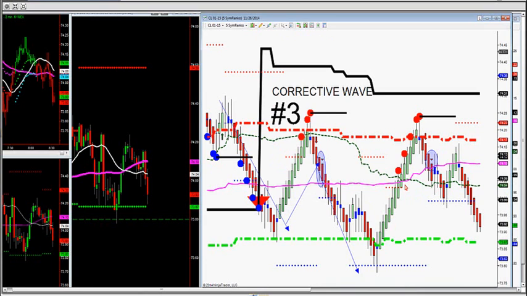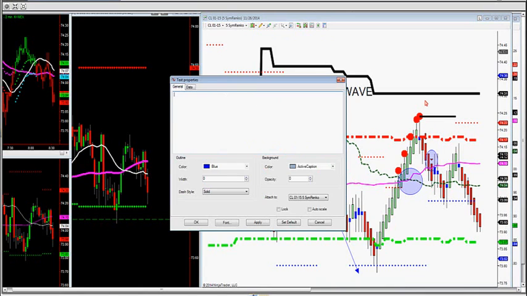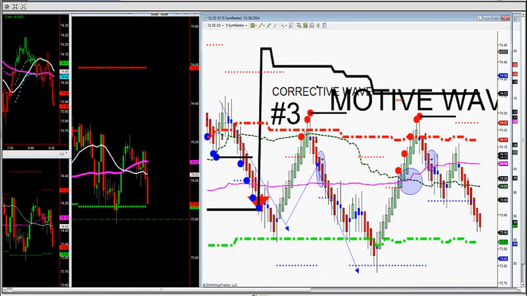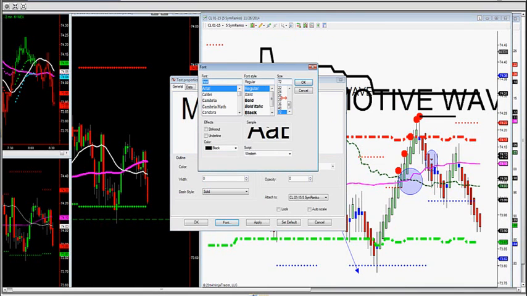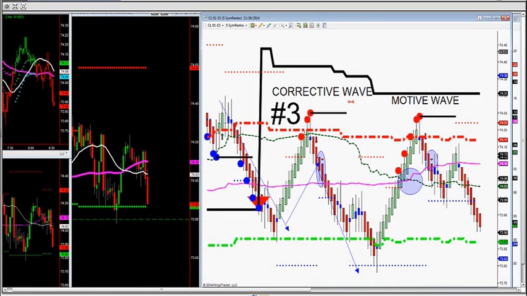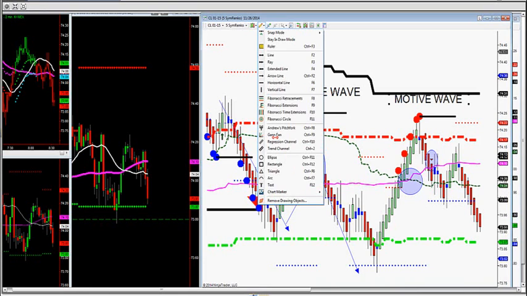So now this trade right here is called a motive wave, because that's with 5-minute trend. If you're new to the trading room, these are the easiest trades to take, motive waves, because they're with 5-minute trend direction. You can see my smaller moving average crossed down through my slower moving average, and that's called a motive wave. So there's a corrective wave and a motive wave. They're both called number 3 trades though.